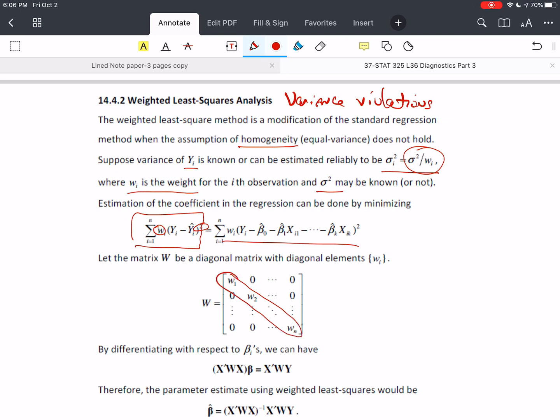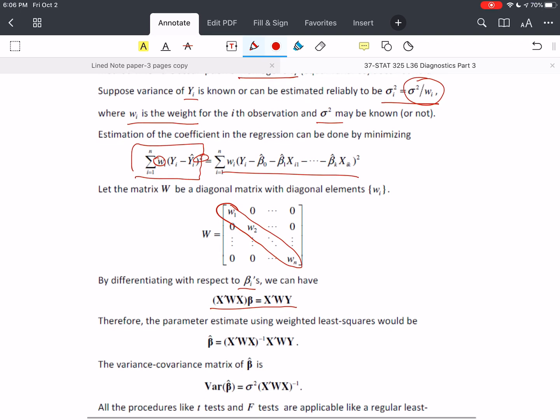If we differentiate with respect to each of the betas, then we end up with an equation in matrix form here. And we can solve for the parameter, and when we solve for this parameter, we call it beta hat. So we can solve for those, and we see that we end up with X prime W X quantity inverse, and then X prime W Y. So this doesn't cancel out. We have a Y over here.